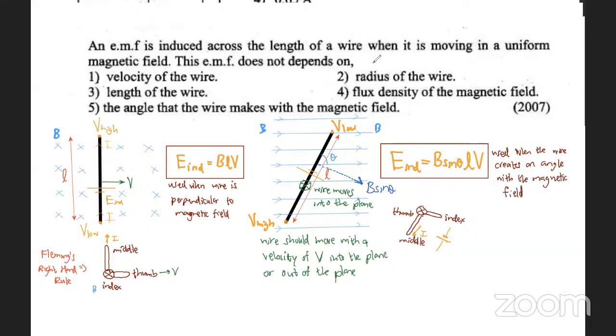Okay, so let's quickly go through the answers now. Velocity of the wire, that's correct. Radius of the wire, no, it doesn't have anything to do with this. Length of the wire, yes, that is L, correct? I mean, this is V, this is our L. And flux density of the magnetic field, yes, that is our B.